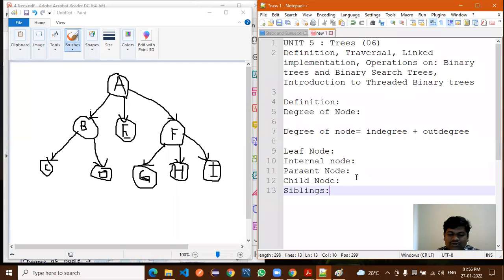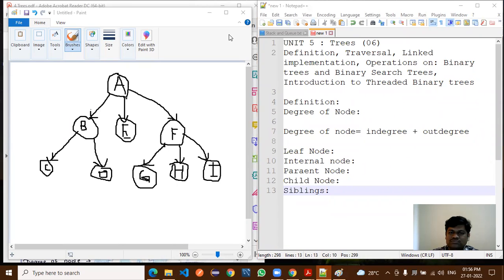So can you tell me how many sibling nodes are there here? How many siblings are there? Three.